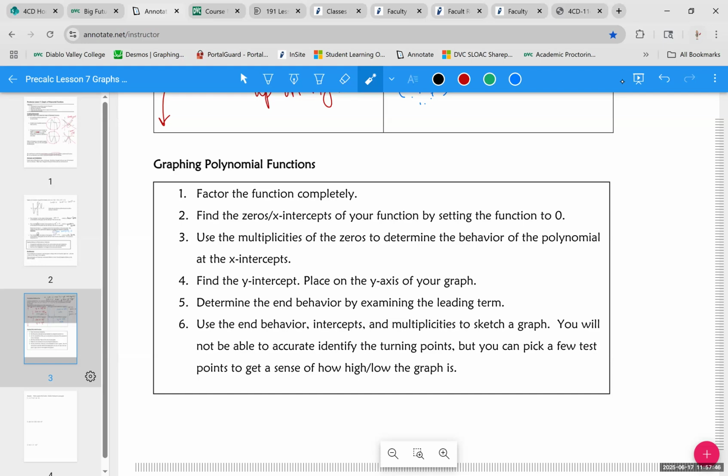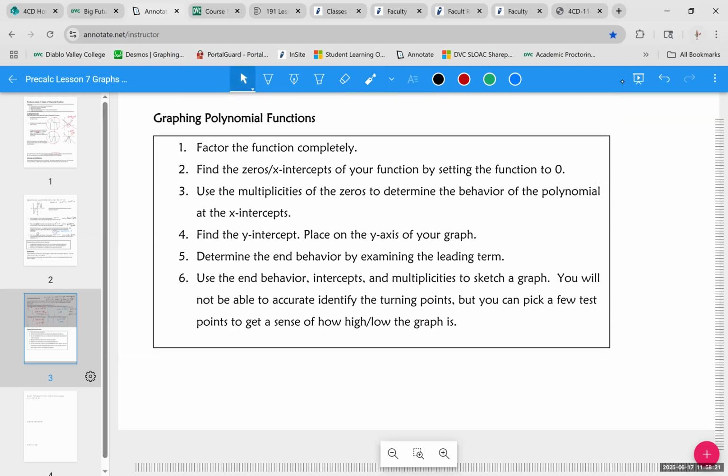Does it come up and touch it and come back down? We'll find the y-intercept as well and place that on the graph. We'll determine the end behavior by looking at the leading term and then put all of those together to sketch a graph. You won't be able to find exactly where it turns. You'll be able to tell it turns somewhere in there. So you can pick one number somewhere in that interval to give yourself a sense of how high or low it does go, but it won't be perfect. And that's okay. That's the expectation at this point, this is as far as we can go.